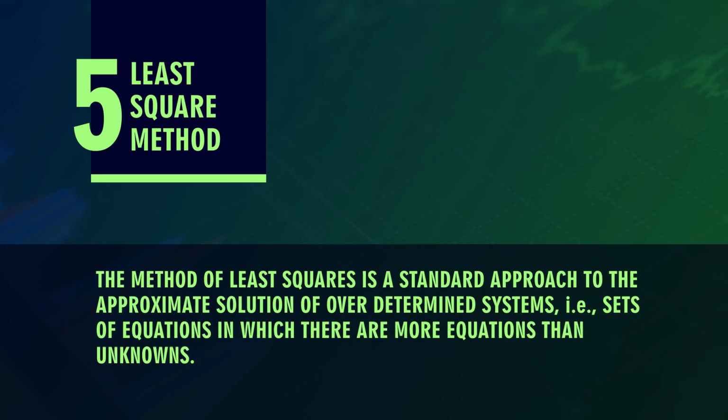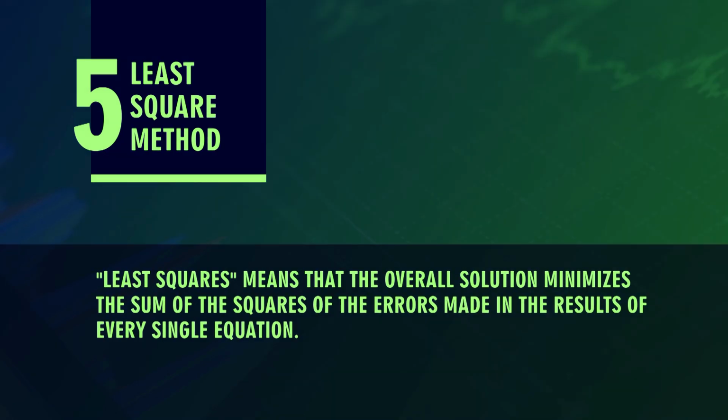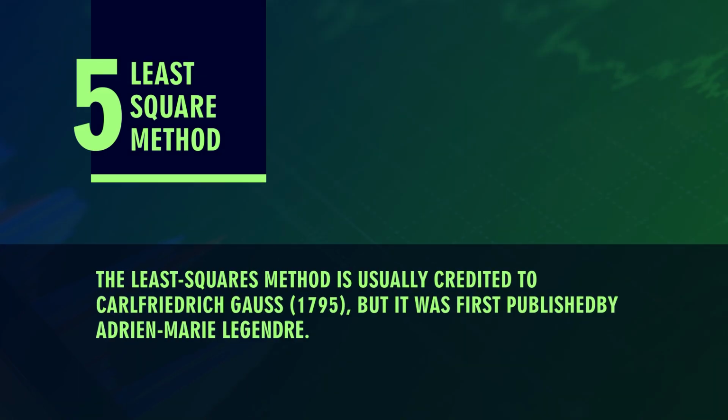And the method of least squares is a standard approach to approximate the solution of over-determined systems, that is, sets of equations in which there are more equations than unknowns. Least square means that the overall solution minimizes the sum of the squares of the errors made in the results of every single equation. The least square method is usually credited to Carl Friedrich Gauss, who formulated it in 1795, but it was first published in Adrien-Marie Legendre's journal.